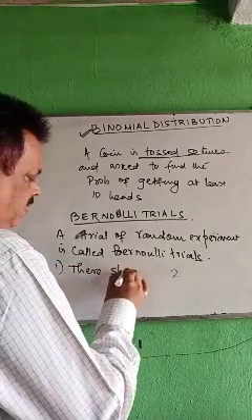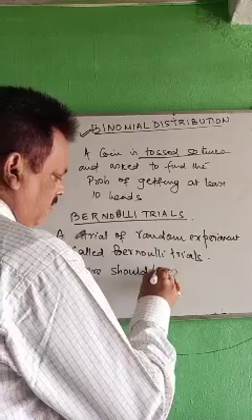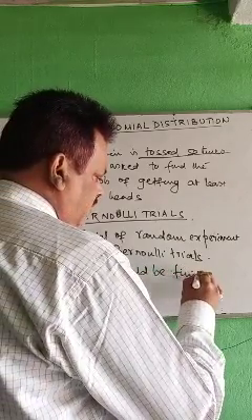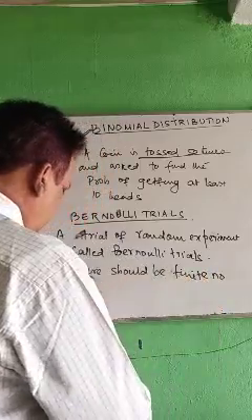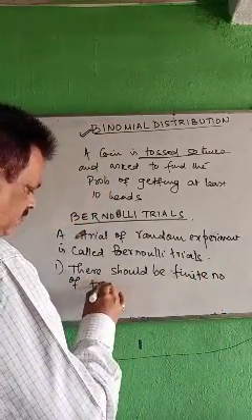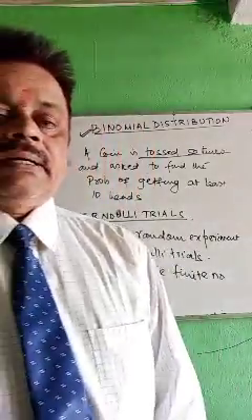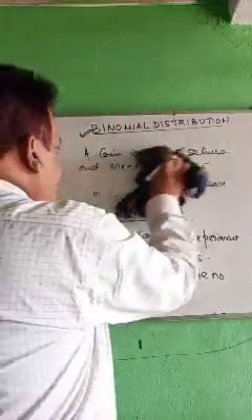There should be a finite number of trials. Means if you are throwing a coin 20 times, 30 times, it should be fixed.